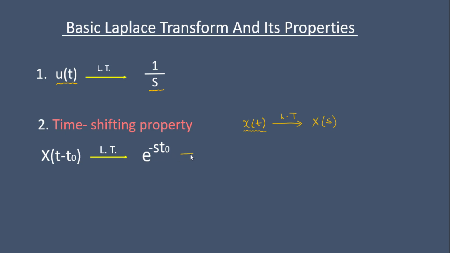So the simple way to remember this property is that time shifting in t domain, which is nothing but the time domain. Here you can see there is a time shifting in time domain. So the time shifting in time domain results in exponential in s domain, and the important thing is with the same sign.